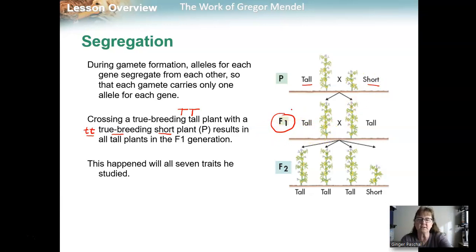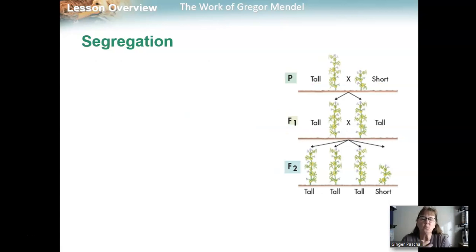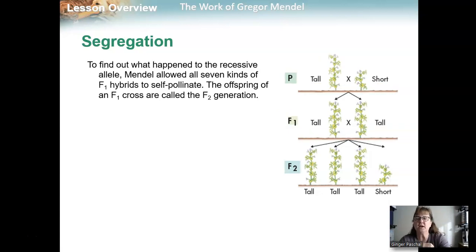And he was a little perplexed by this. He actually did this with all 7 traits that he studied, but we're going to follow this through with just a height characteristic. So what he figured out was segregation had occurred. To find out what had happened to the recessive allele, Mendel allowed all of the F1 hybrids, there's a term that'll be helpful, to self-pollinate. In other words, he allowed them to pollinate with themselves.